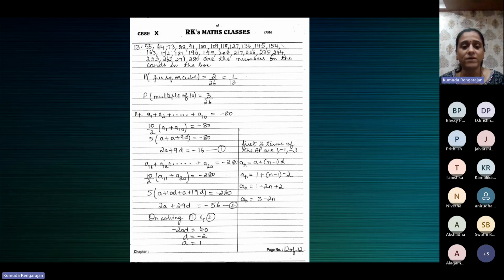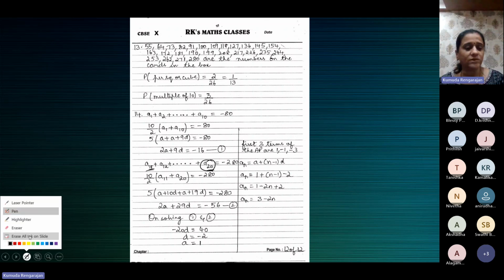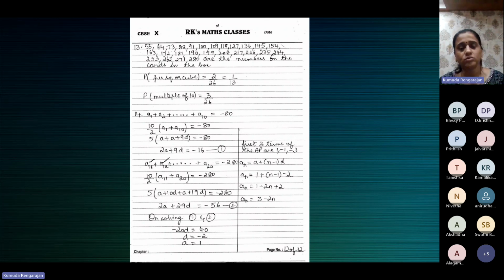N by 2, 10 by 2, because there are 10 terms. A20 does not mean 20 terms. We are starting only from the 11th term, right? So from the 11th term to the 20th term, there are only 10 terms. Don't go with A20, 20. How many terms have you added here? That is A11, A12, A13 till A20. There are 10 terms. So 10 by 2 of the first term, A11, plus the last term, A20, is equal to minus 280. 10 by 2 is 5.